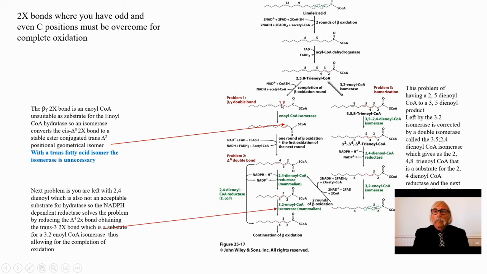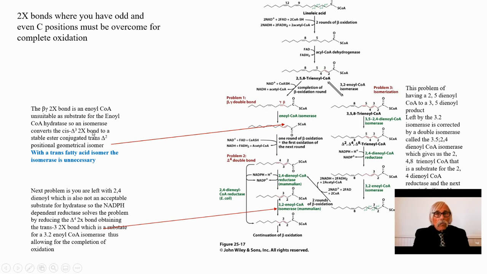It's a problem if you are going to go through beta oxidation in a fashion that doesn't have that double bond positioning, such as a saturated fatty acid. So how does it overcome? Let's look. The beta-gamma double bond is an enoyl-CoA, and it's unsuitable as a substrate for the enoyl-CoA hydratase. Okay.